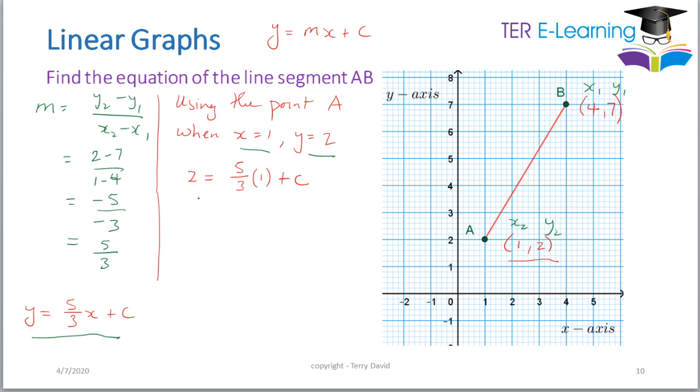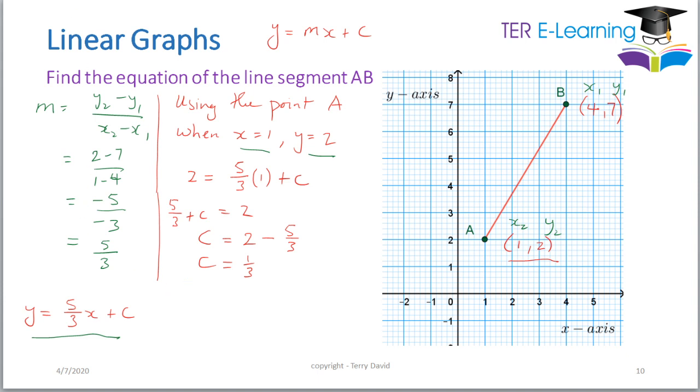So even when you get some of these things, some students have problems with this. So here's what I'm going to do. I'm going to say 5 over 3 plus c is equal to 2. Right? So 2 was equal to 5 over 3 multiplied by 1 plus c. So therefore 5 over 3 plus c is the same as it being equal to 2. So therefore c is equal to 2 minus 5 over 3. So therefore c is equal to 2 minus 5 over 3 will give us 1/3. Right? So c is equal to 1/3.